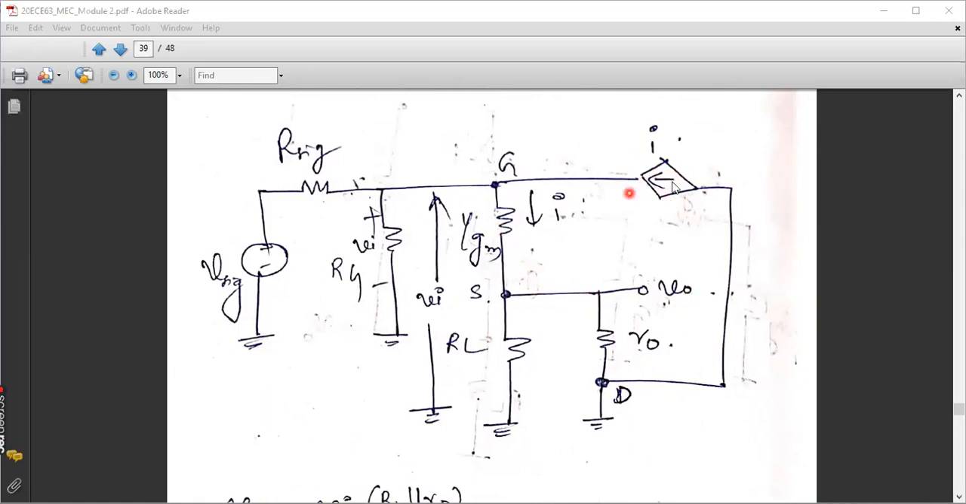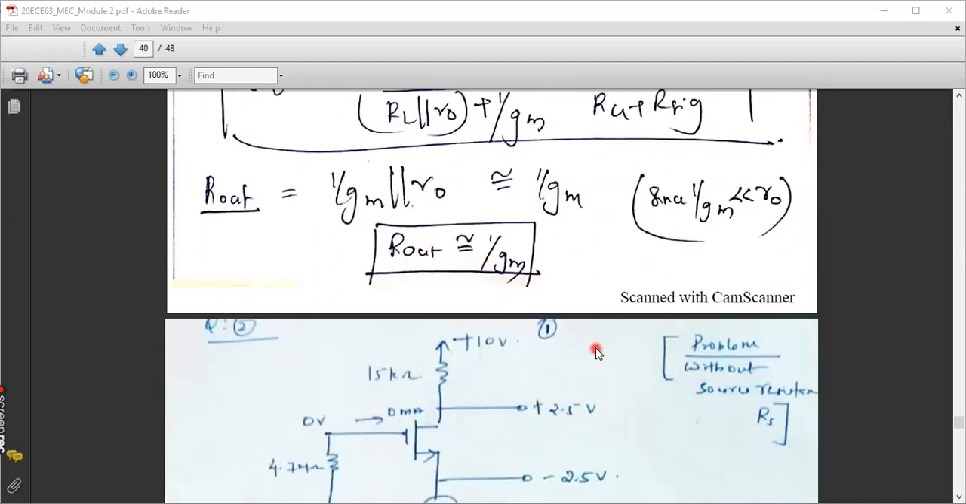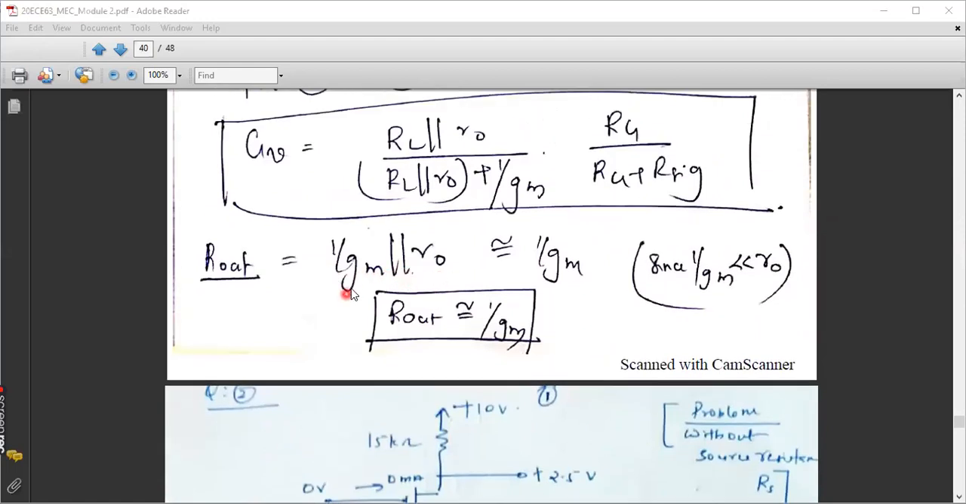If you discard this, you get the equivalent circuit. You might have done this in network theory, that is, while calculating the Thevenin's resistance or Norton's resistance, whatever it may be, the equivalent resistance can be computed by discarding all the sources, right? So in that case, at the source terminal, we are having 1 by Gm as well as R0, and they will appear parallel to each other. Out of which we know that 1 by Gm is less than R0. So the equivalent can be approximated as 1 by Gm.